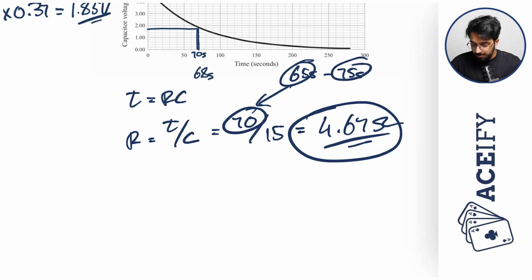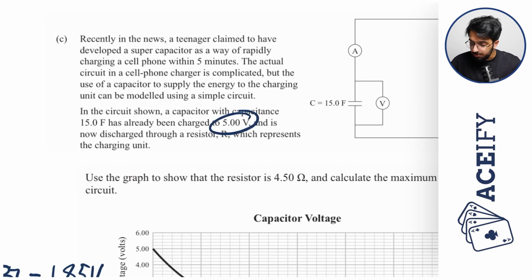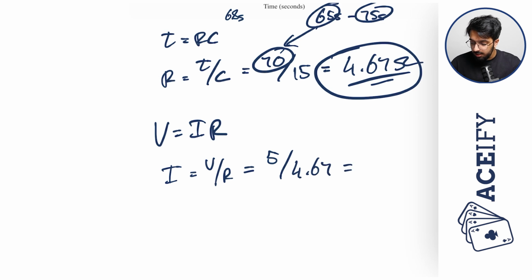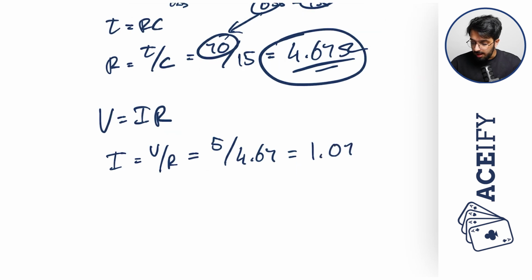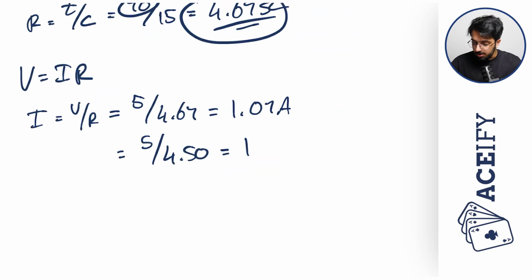And so therefore we know that V is equal to IR. As we can see from the question, the capacitor has been charged to 5 volts, and so I is equal to V all over R, where our V is our 5 volts, divided by 4.67, and this gives a value of 1.07 amps. And if you want, you can calculate it using the resistance value that they give, which is 4.5, and you get 1.1 amps. So as you can see, it's pretty close anyways.